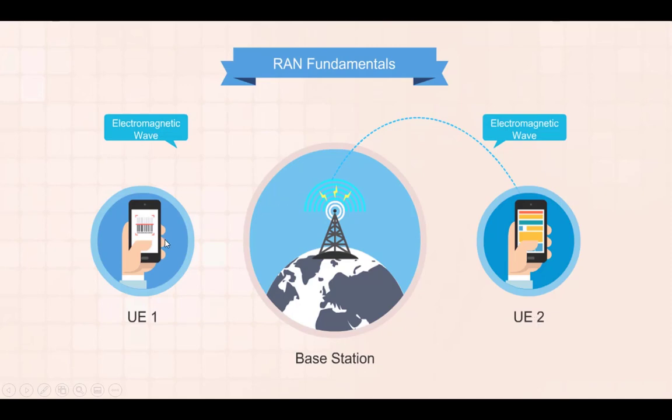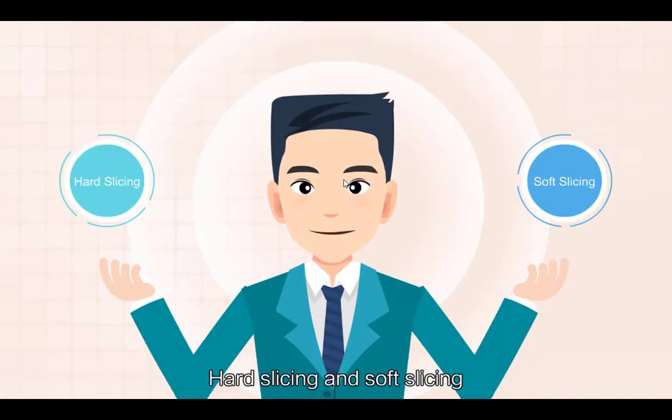If UE1 wants to communicate with UE2, it will send the message to UE2, but first it will go to the base station, which will boost up the signal and send it to UE2. Similarly, UE2 sends the signal to the base station, which boosts the power of the signal and sends it to UE1. In this way, they communicate with each other using electromagnetic waves.